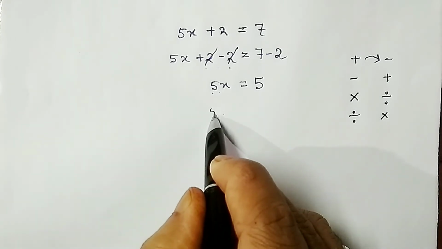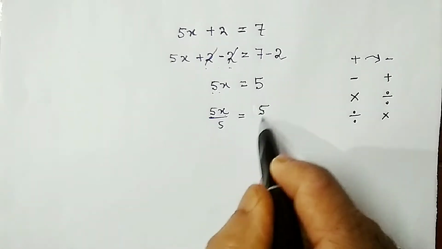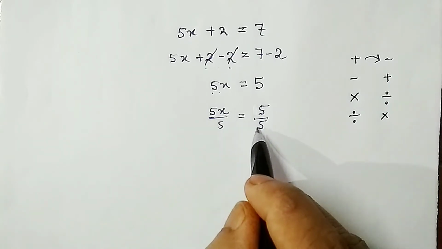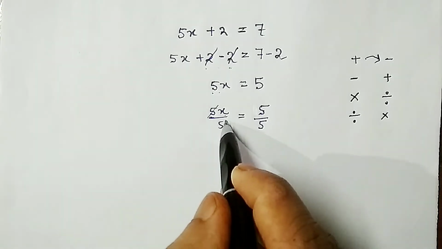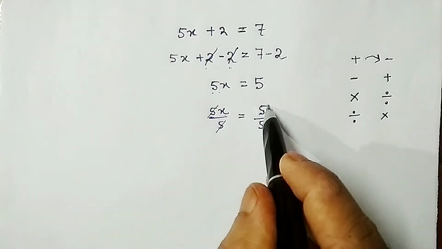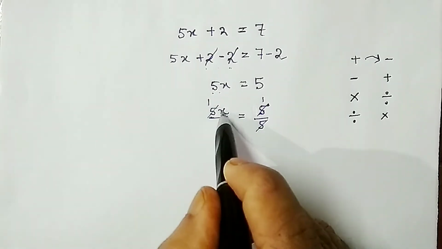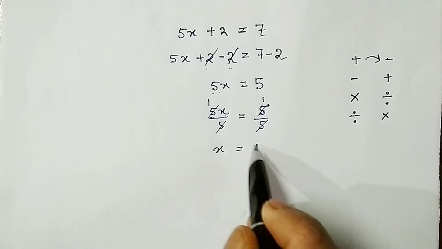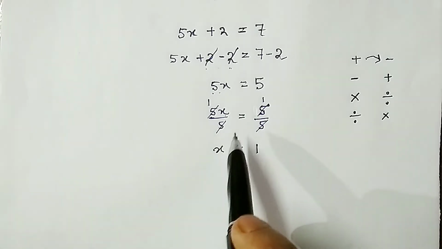So I'll write here 5x by 5 equals 5 by 5. I told you, if you do division here, here also you have to do the same operation. Now this 5 and 5, they will kill each other. Even this 5 and 5, they will cancel. You are left with 1. So 1x, that means x equals 1. Just see, we got our friend x and the value of x is 1. I hope this one is clear.